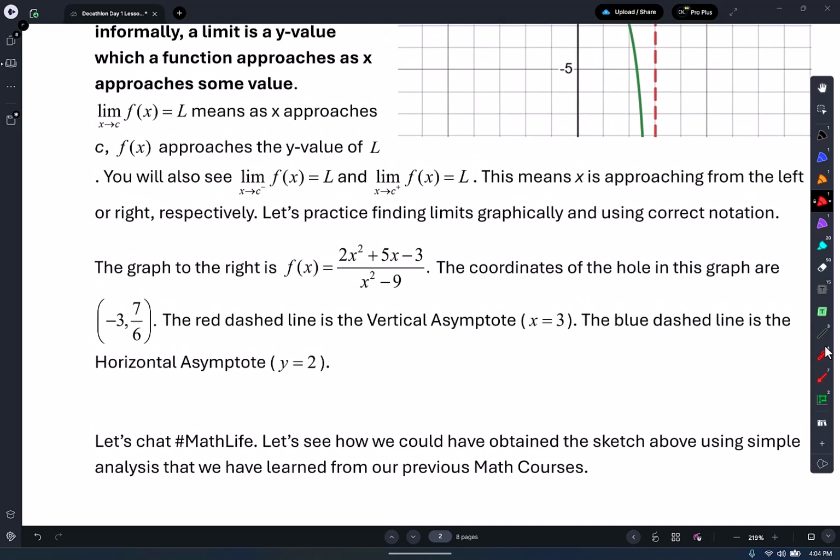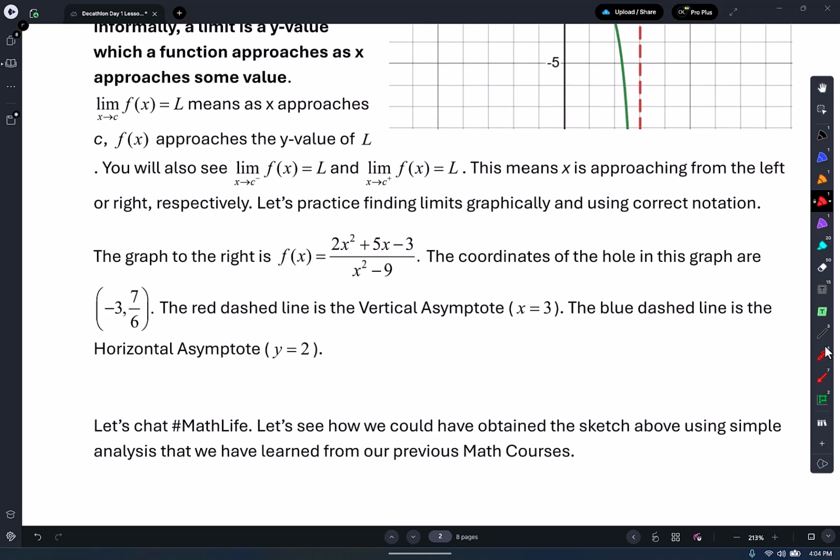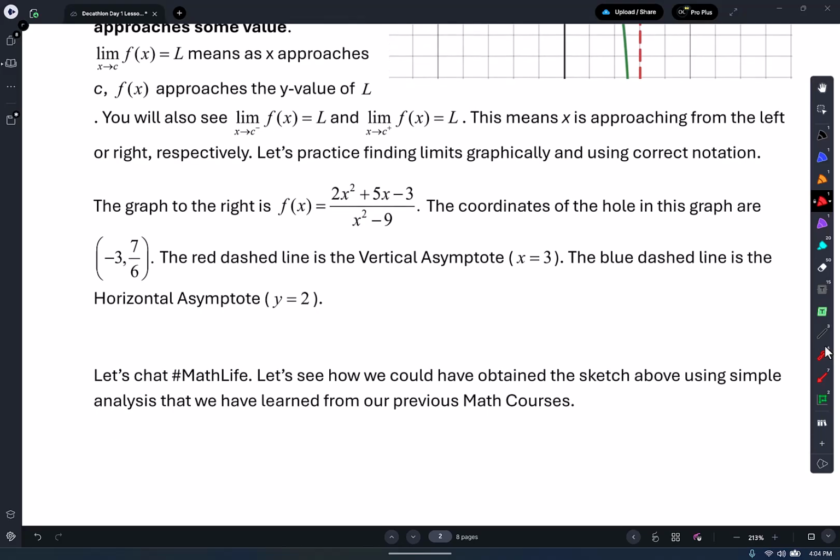Oh, it goes to the next page? Yes. Because mine doesn't go to the next page. The limit as x approaches c from the left of f of x equals L, and the limit as x approaches c from the right of f of x equals L. This means x is approaching from the left or the right, respectively. Let's practice finding limits graphically and using correct notation. The graph.